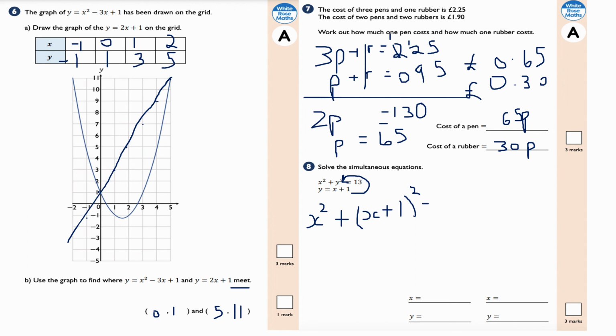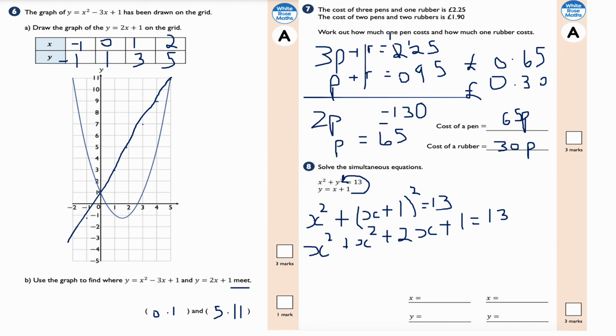equal to 13. Now expanding this bracket, remember that I'm squaring x plus 1 all squared. I'm going to get x squared plus 2x plus 1, if I'm squaring this whole bracket, because it's x plus 1 times x plus 1. And you can check by expanding the double brackets yourself and simplifying it.